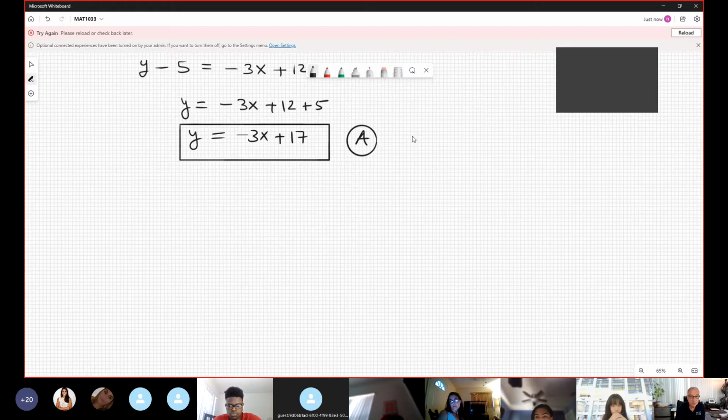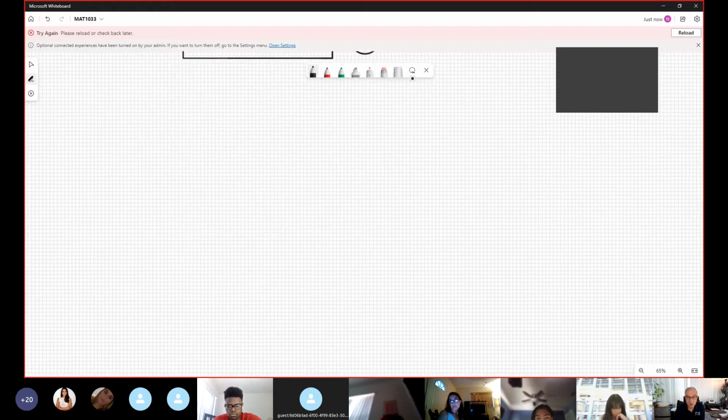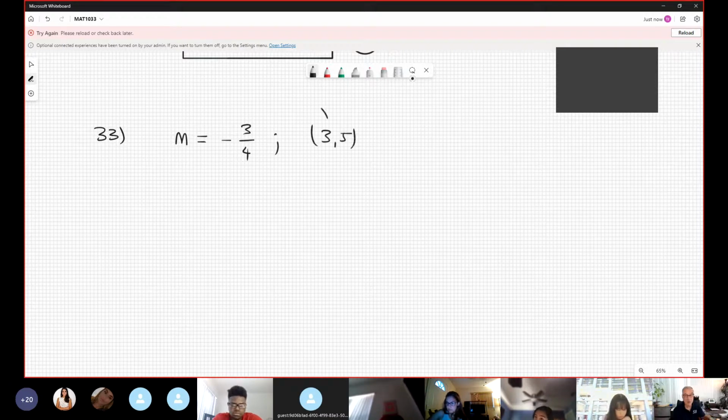33. Similar. 33, the slope is given. Wow, this is a little bit complicated because it's a fraction. But don't be scared. 3, 5. Okay, this is x1, y1, and this is the slope. I copy my formula.